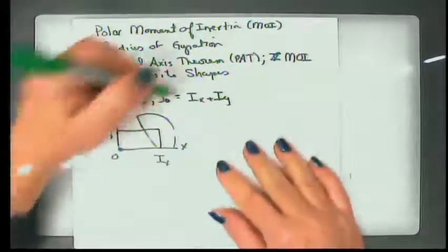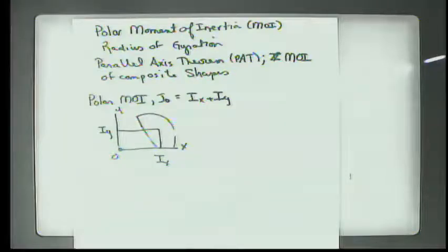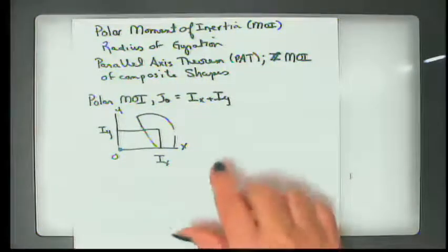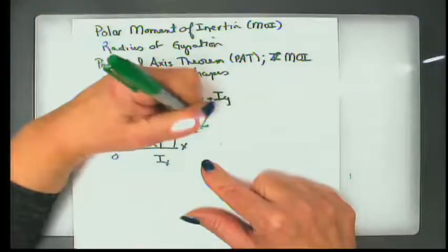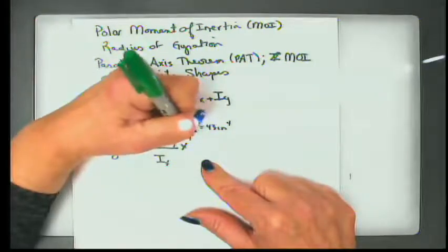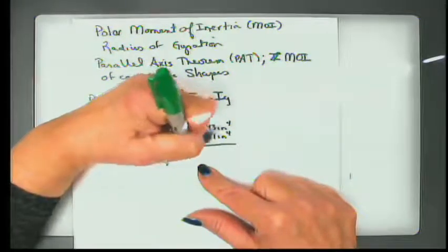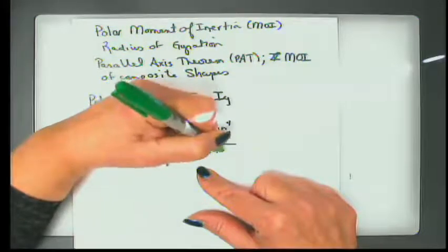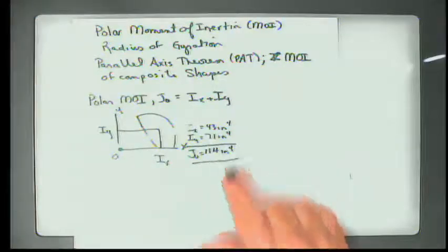So the first job is to do what we did last time, or the method that we're going to use today if we have a composite shape, to find I sub x and I sub y, add them together, not even vectorially, just arithmetically, and you would have the polar moment of inertia. So for example, if my I sub x value was 43 inches to the fourth, and my I sub y value was 71 inches to the fourth, my j sub o would be equal to the arithmetic sum of those 2, inches to the fourth.